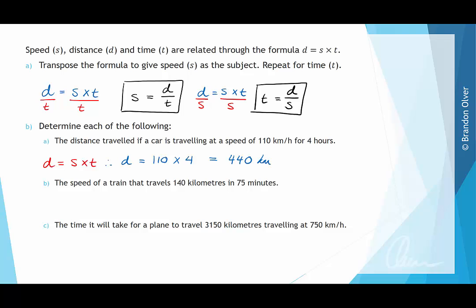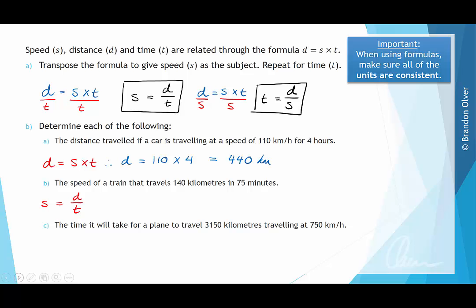For part B, we want to determine the speed of a train that travels 140 kilometers in 75 minutes. So in order to determine the speed, we want to use the formula the speed is equal to the distance divided by time. And now we want to substitute in the values that we're given. But here we need to make sure that when we use formulas, all of the units are consistent. Because here we've got 140 kilometers in 75 minutes, but we will usually quote speed in per hour.